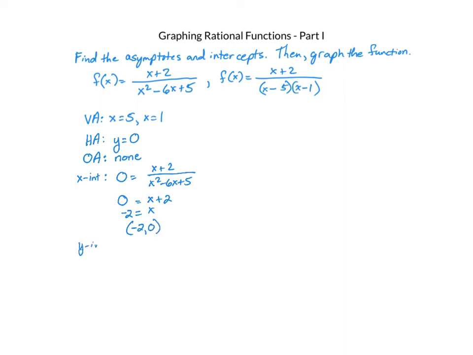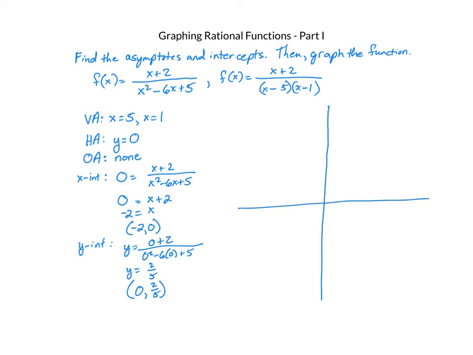For our y-intercept, we'll make x 0, so we have y equals 0 plus 2 over 0 squared minus 6 times 0 plus 5. That means we have a y-intercept at 2/5. Let me write that as (0, 2/5) to make it very distinct from our linear equations that we have above that represent our asymptotes. So let's get all of this information on our graph.